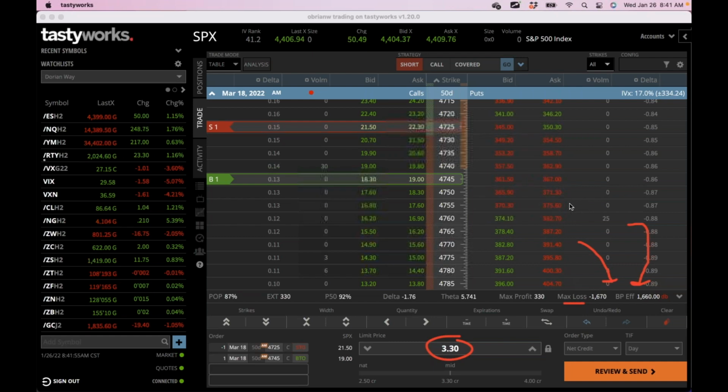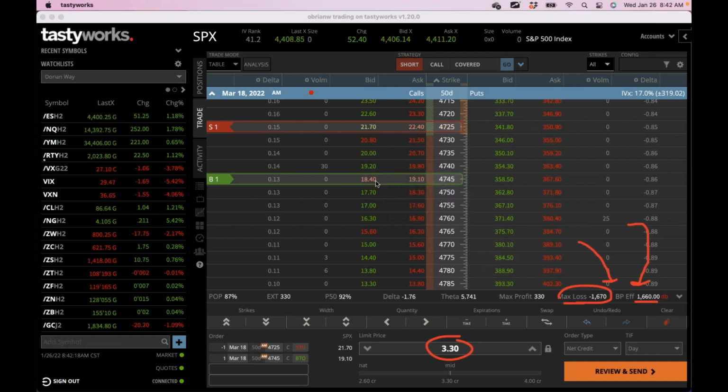It's 20 points wide, so you've got the 2,000 minus the 330. So your max loss is actually this, as it's saying. Usually this should match up, and it's not matching up for some reason, but that should be your max loss. So if you take the 330 and divide it by the 1670, that's a 19.7% return on your capital. So this still works for us.